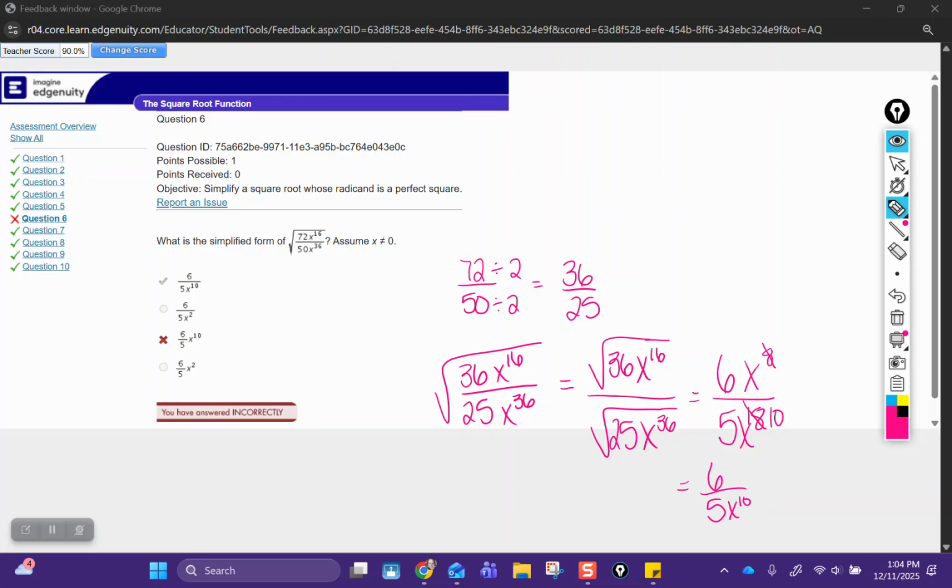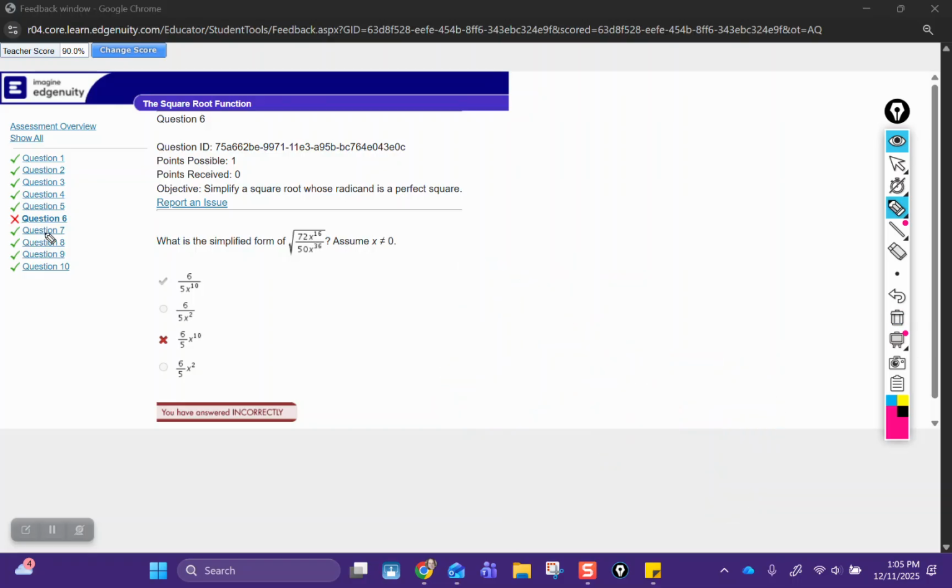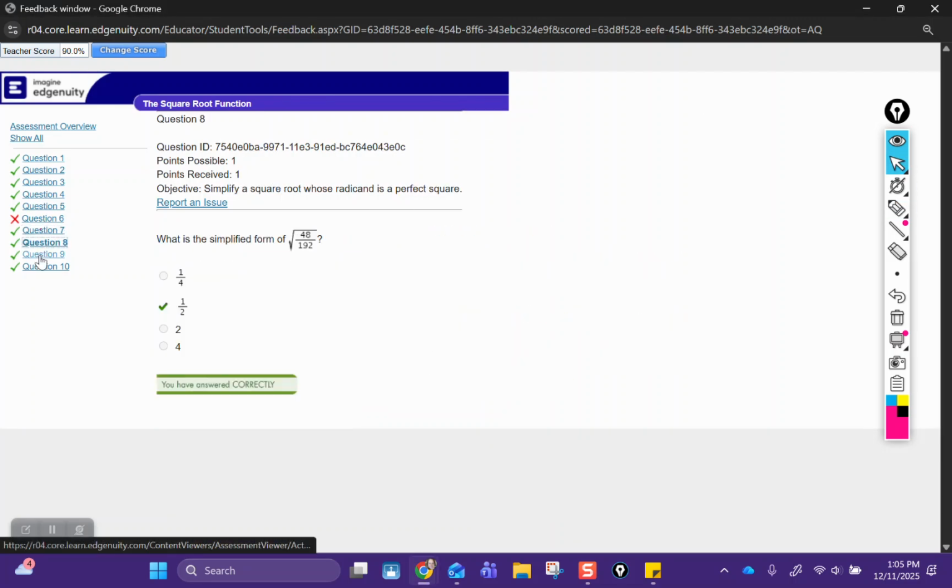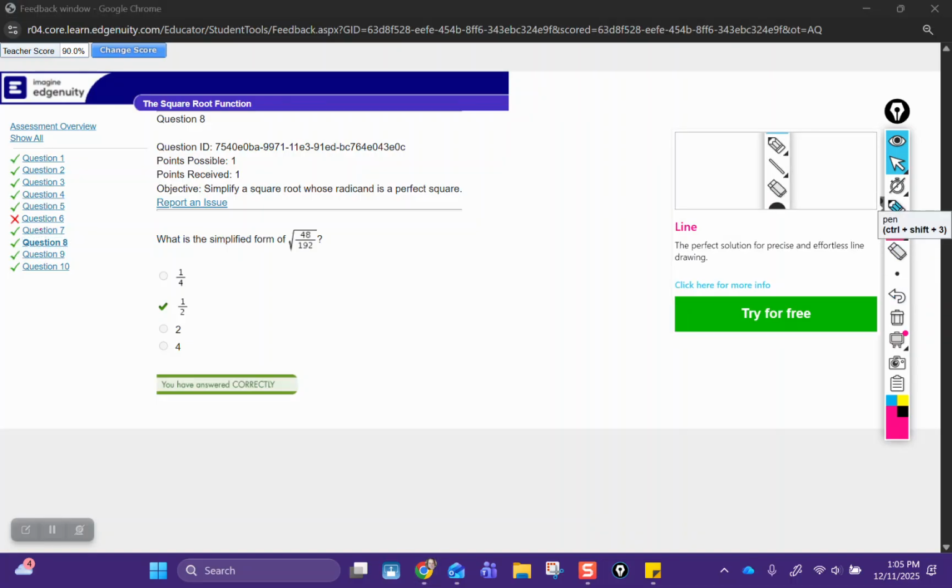So that's the difference between the answer you chose and the correct answer: x to the 10th actually has to be down in the denominator. Let me go. There was one more that looked like this one. This one. So this is another one where I would simplify this fraction first.